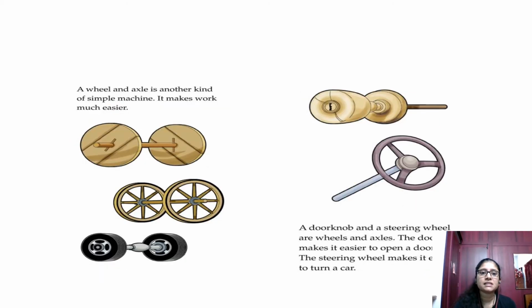Okay, next, the wheel and axle is another kind of simple machine. It makes work much easier. So this is one of the examples. These are the wheels here. So okay, the wheel is there. Where is the axle? This is the axle. Now see, this part is the axle.